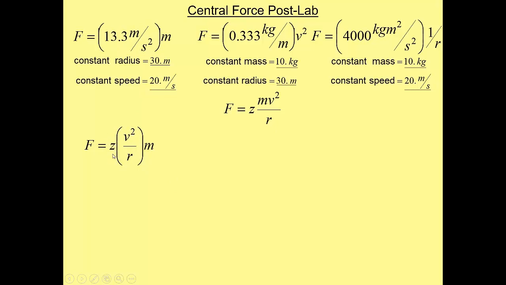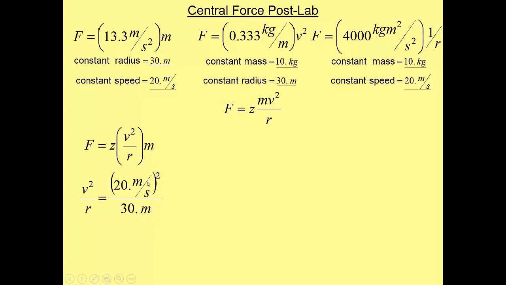So then the question is, well, what does z have to be to make this predict 13.3 meters per second squared? Well, in this third of the lab, we kept the radius and the speed constant, so let's look at that. Speed squared over radius is 20 meters per second, squared, over 30 meters. Check out the units. This gets squared, so this would be meters squared per second squared over a meter.